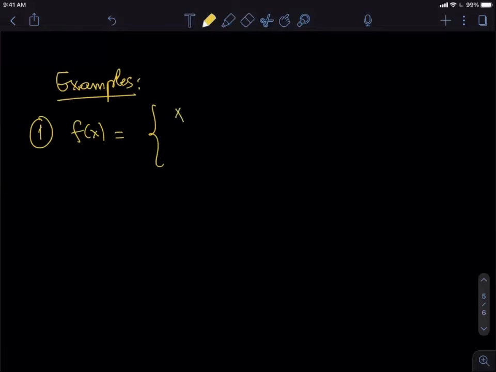Let's see a few examples. To start with, let's consider the function f of x, which is x times the sine of 1 over x when x is different from 0, or 0 when x equals 0. Okay, we have to define it like this because the sine of 1 over 0 is not defined. So we have to take care of that point separately.